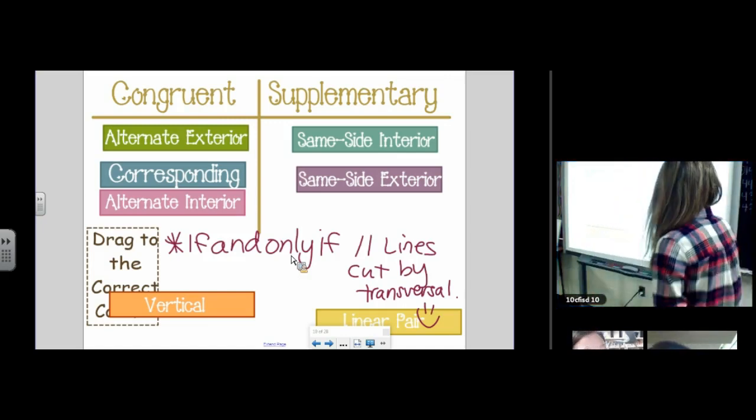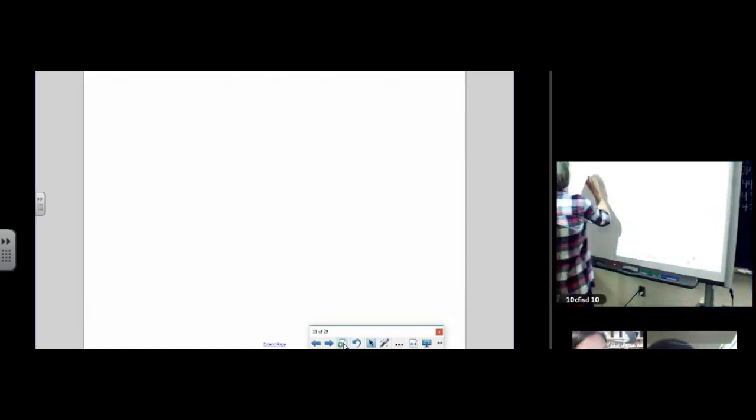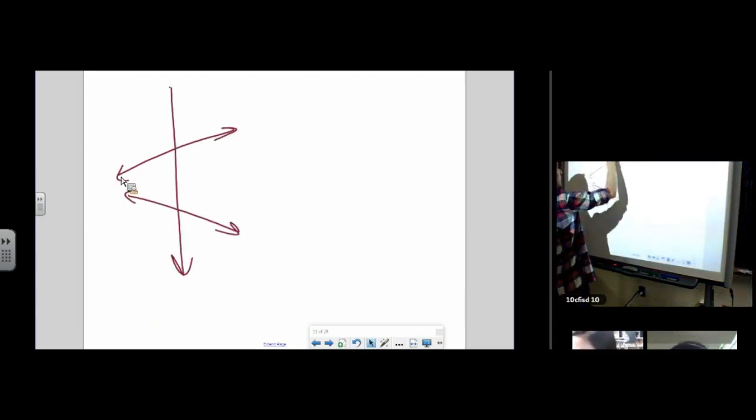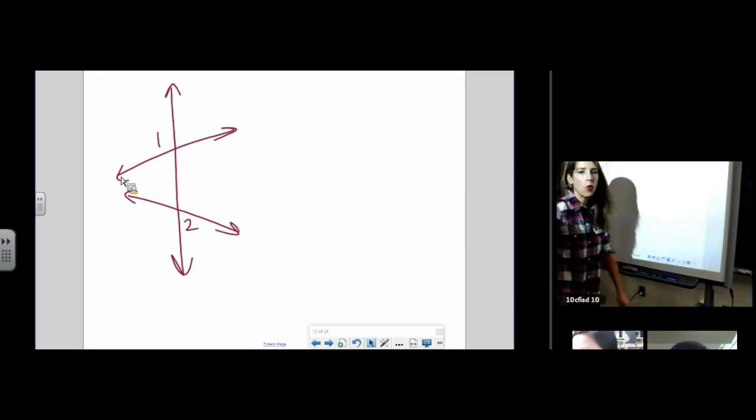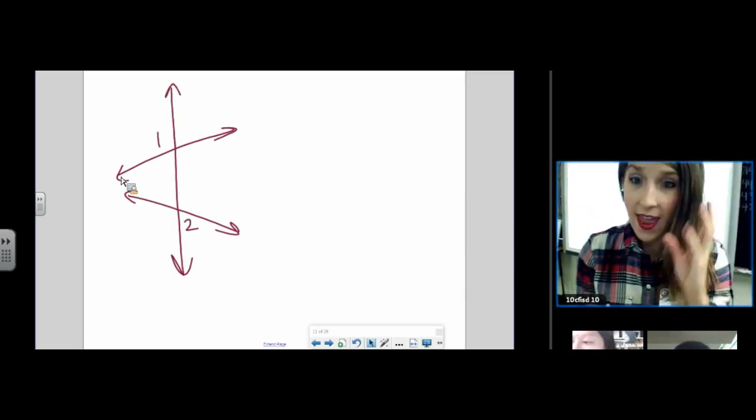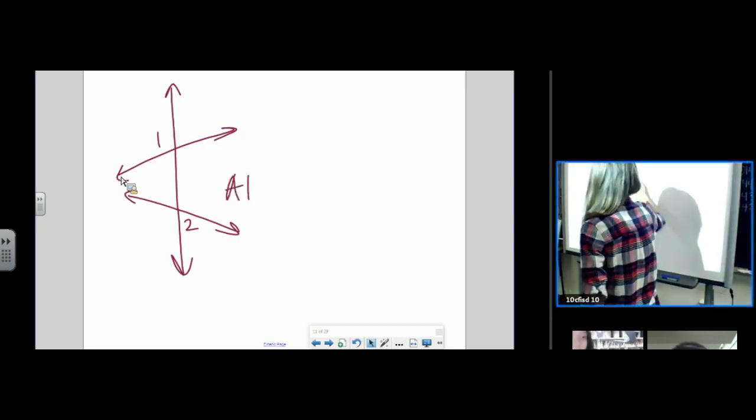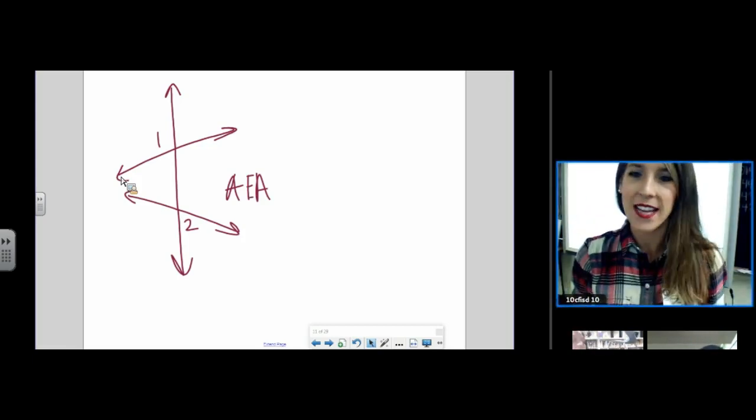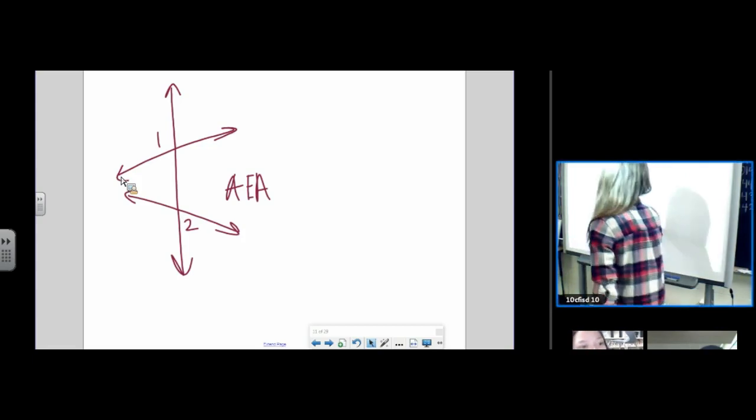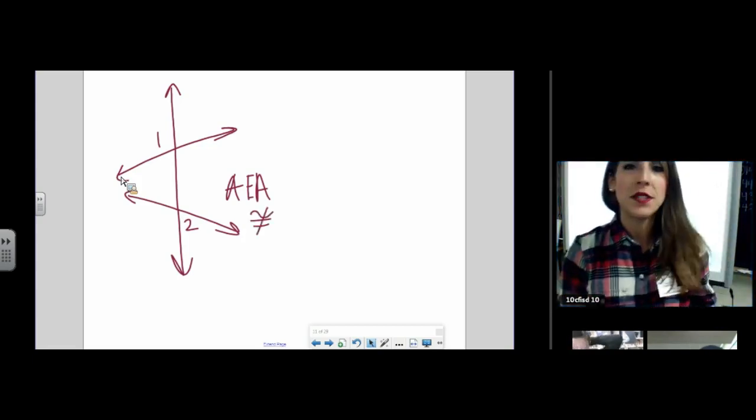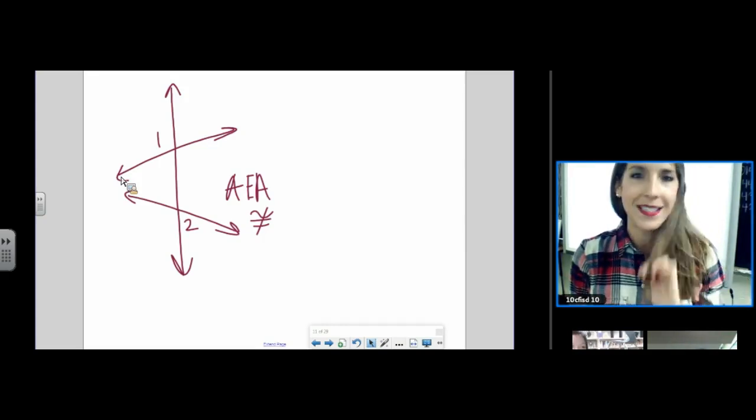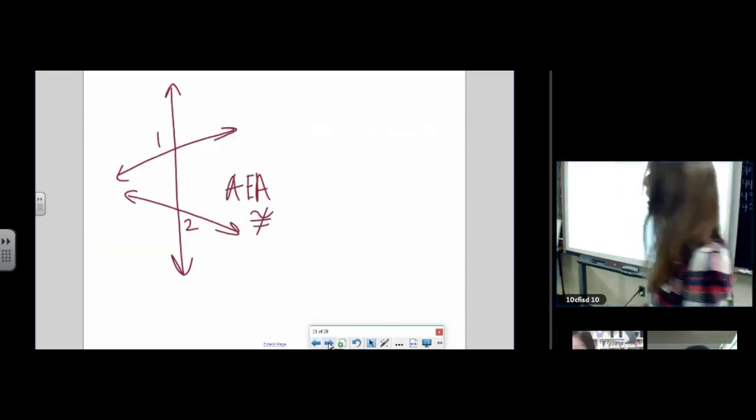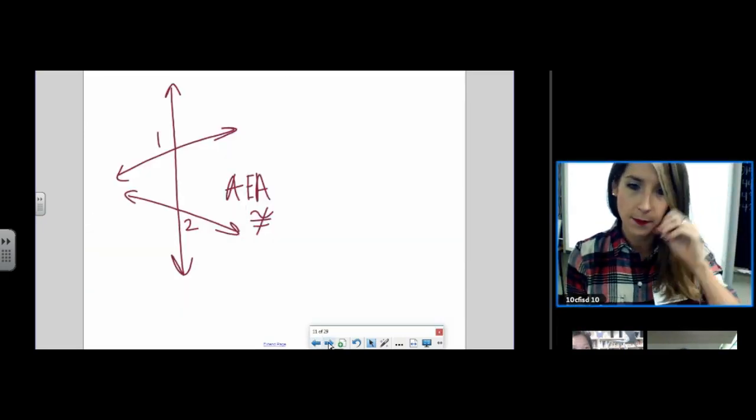So kind of what I'm saying is that, here's what I'm saying. Angle 1 and angle 2 are alternate exterior angles, but they are not congruent. So to name them, the lines don't need to be parallel, but for them to go into these categories, the lines have to be parallel. So I hope that makes sense.